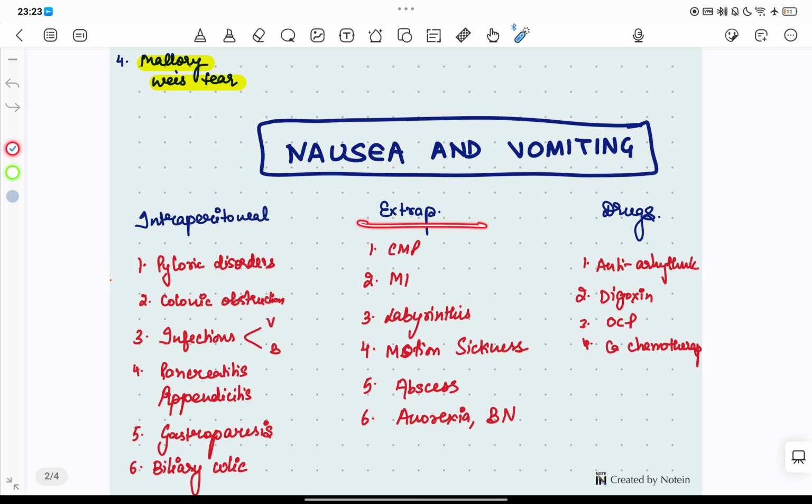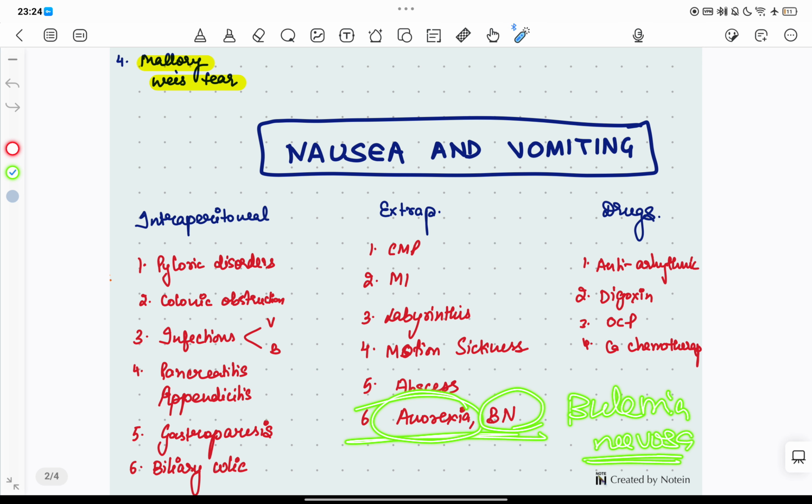Coming to the extraperitoneal causes: myocardial infarction or cardiomyopathy, sometimes labyrinthitis and motion sickness. These are the ENT, labyrinthine diseases. Then come the intracerebral causes, if any hemorrhage or abscess or hydrocephalus is there. Hydrocephalus can also contribute to nausea and vomiting. Then there could be a psychiatric illness, that is anorexia and bulimia nervosa. Bulimia nervosa is also a disease where the person has a feeling of nausea.